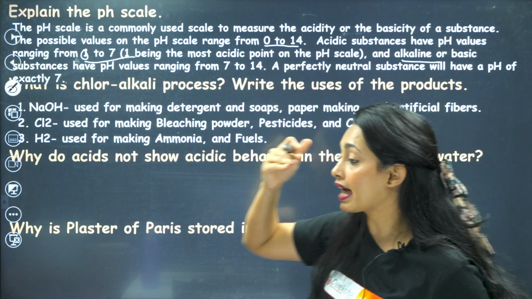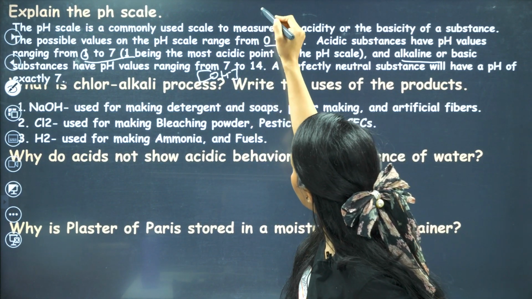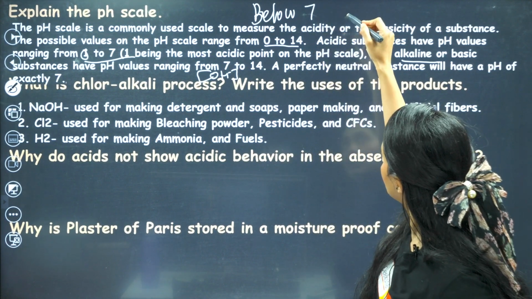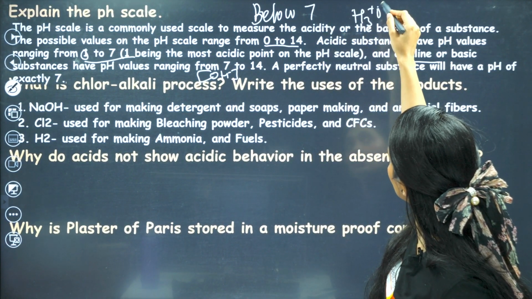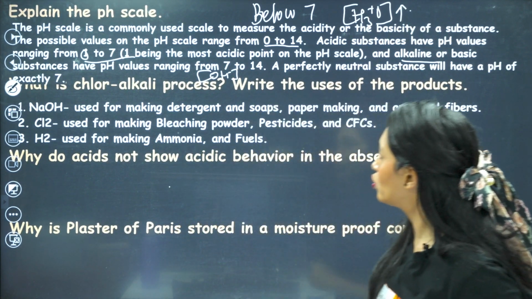Above 7 means the concentration of OH minus ions increases. Below 7 means if the pH is below 7, the concentration of H3O plus ions increases, indicating an acidic substance. Now, what is the chloralkali process?